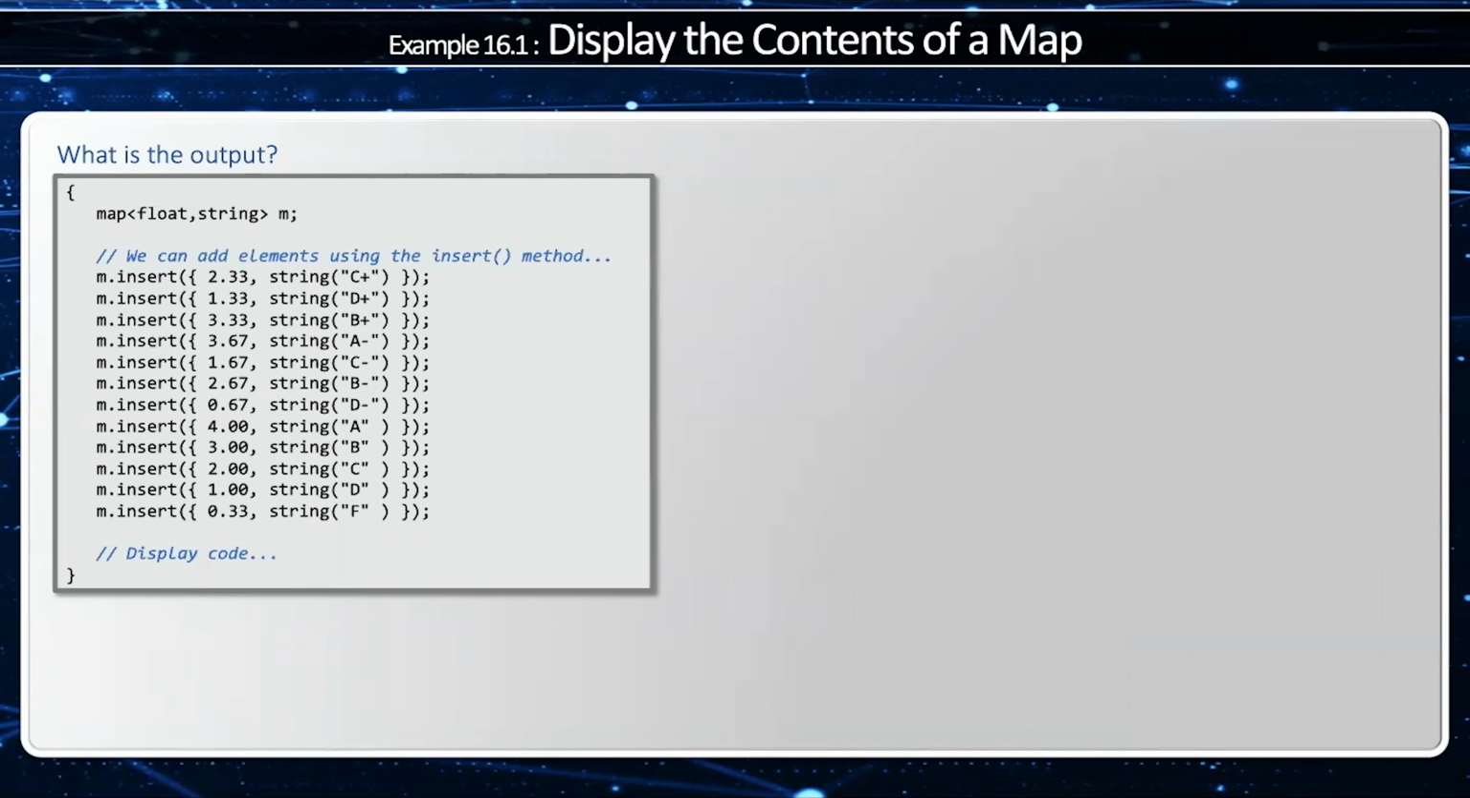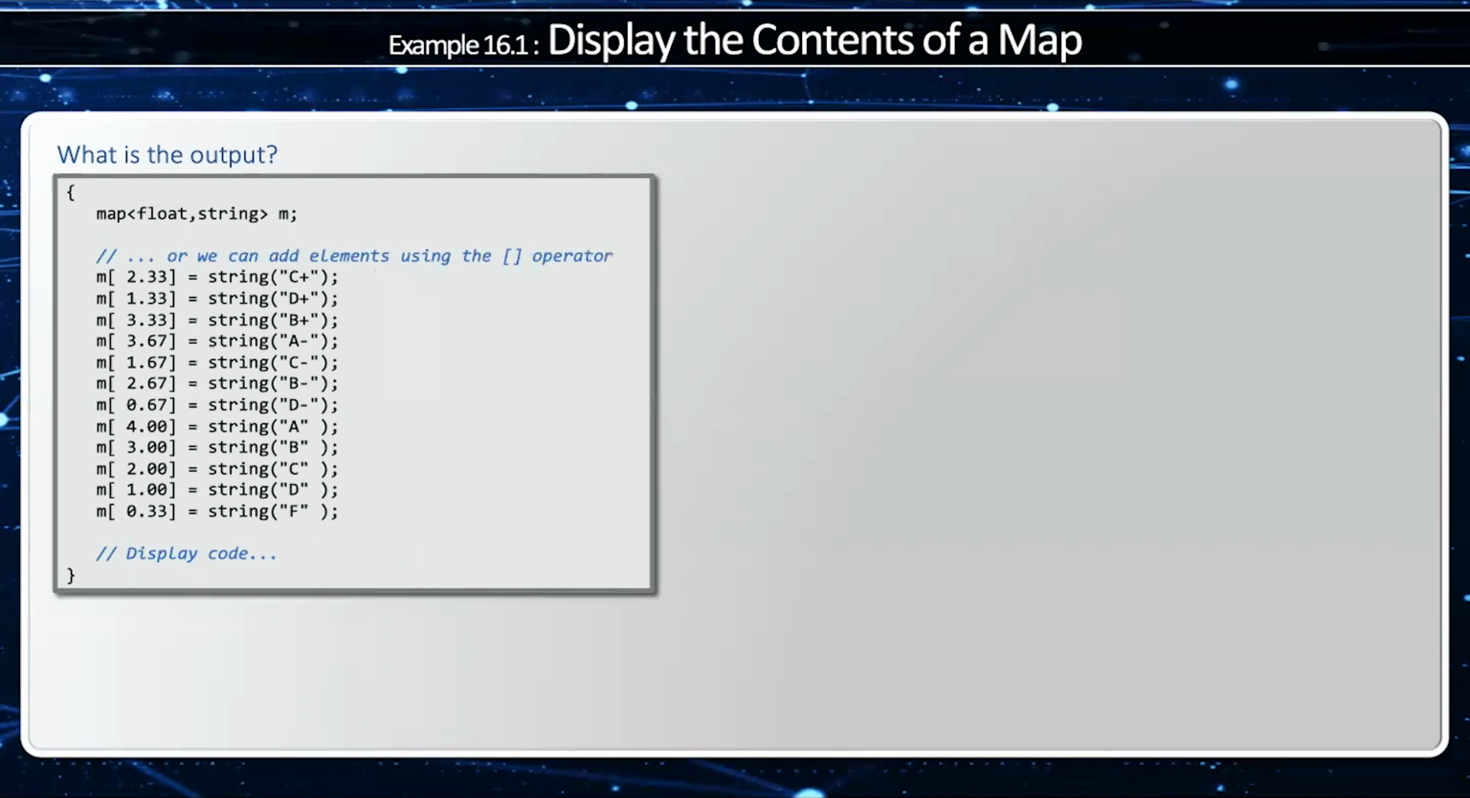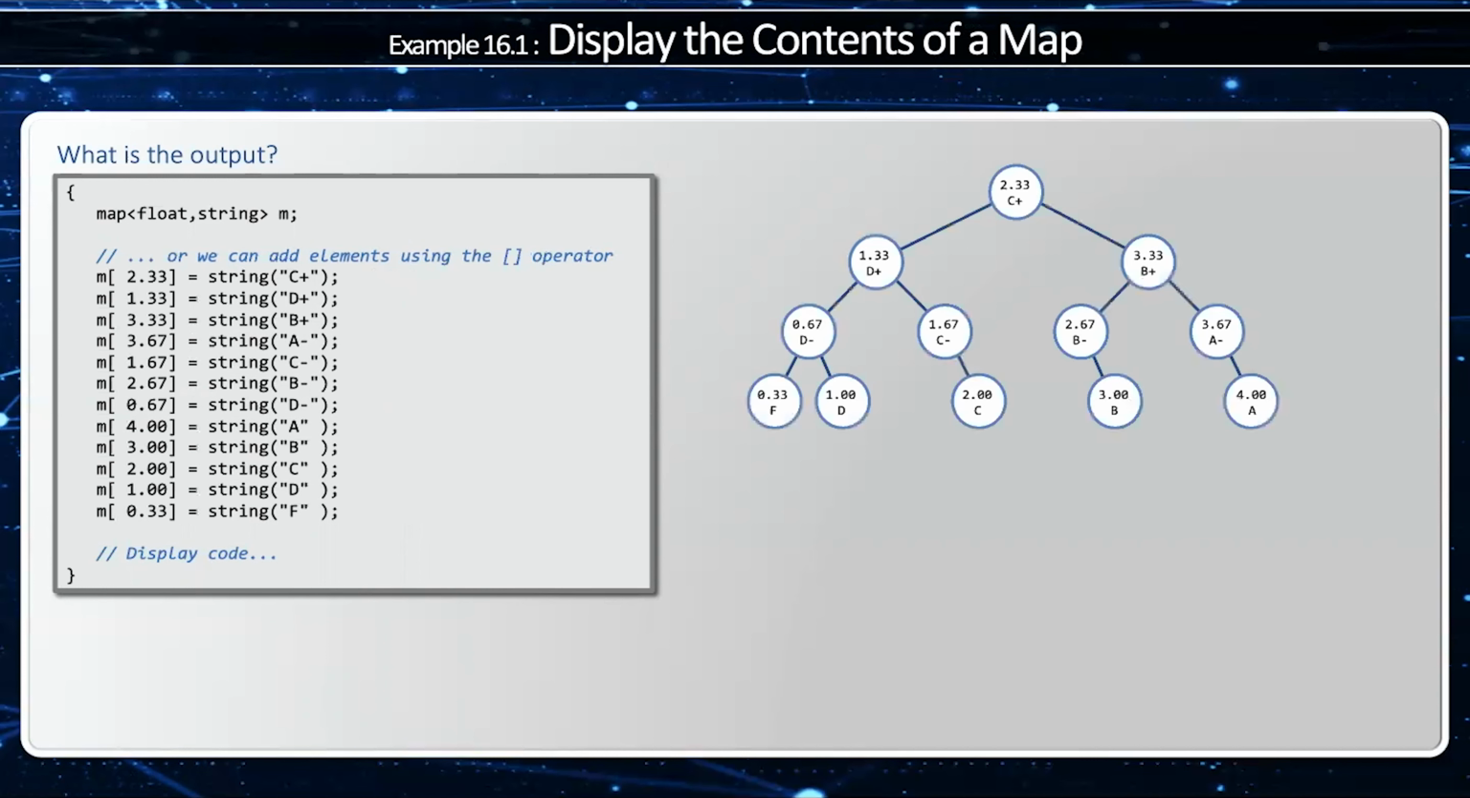To see how this works, I'll have a map of float string, where float is the key and string is the value. What I'm going to do is insert a bunch of GPAs, which are the floats, and the letter grades, which are the strings. Now I can use the m.insert, or I can use the array index operator. Either one will insert them the same. Now I've inserted these in a very specific order, so I get a balanced binary search tree.